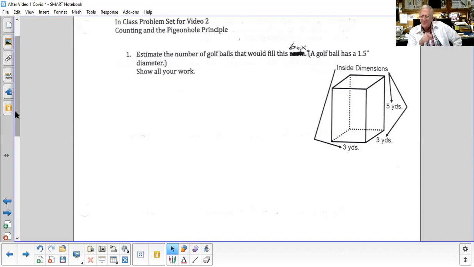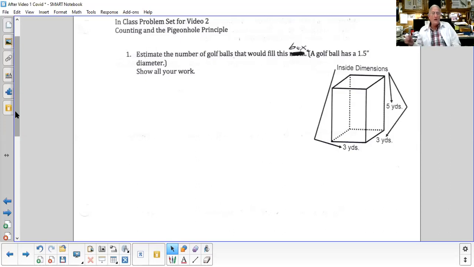We need to get the volume of this thing, don't we? In golf balls. Now, if we're going to get the volume of this thing in golf balls, and by the way, by doing this sheet together with me today, remember, you get 10 points for having done that. All right? So let's get to work on this, and let's earn yourself another 10 points. Sounds pretty good to me, right?